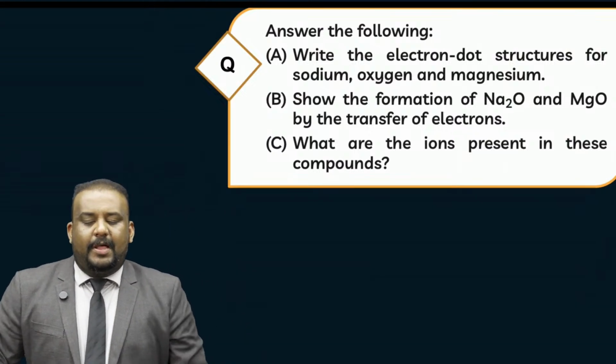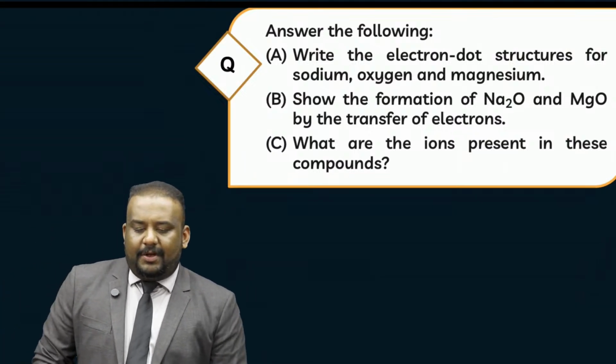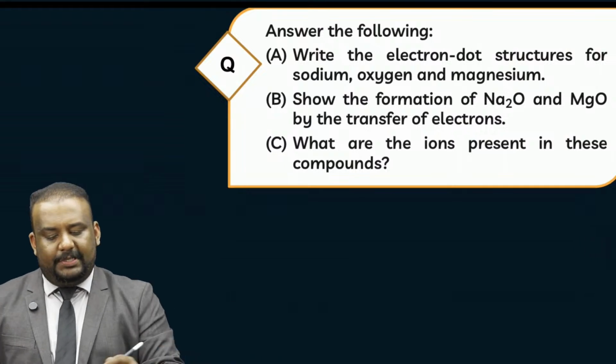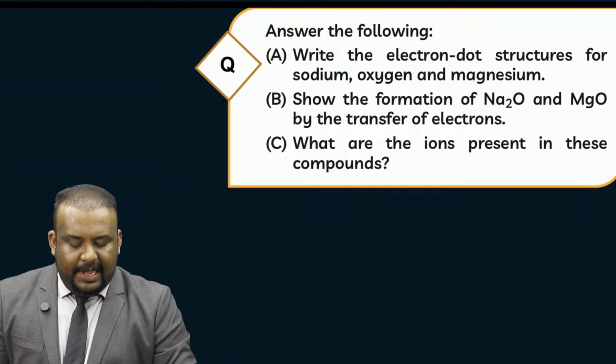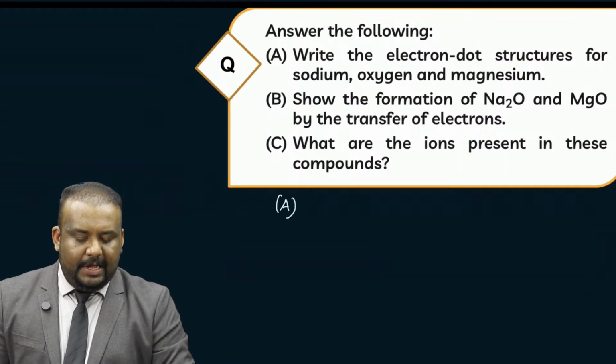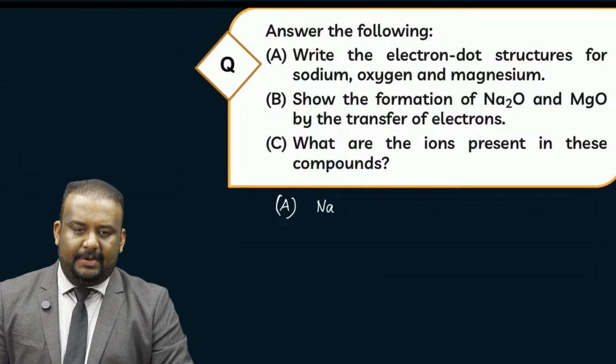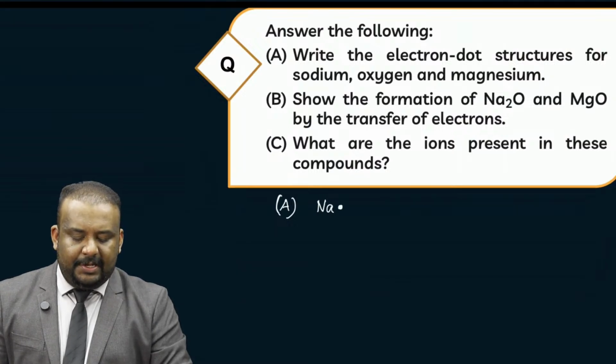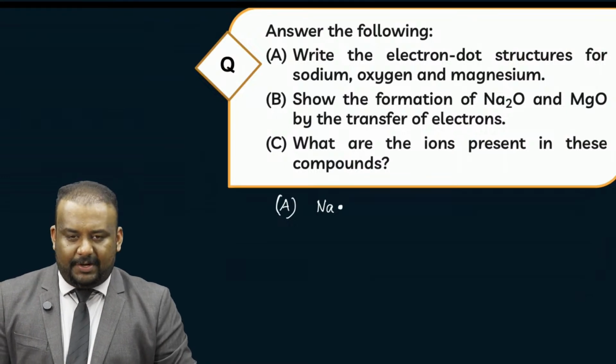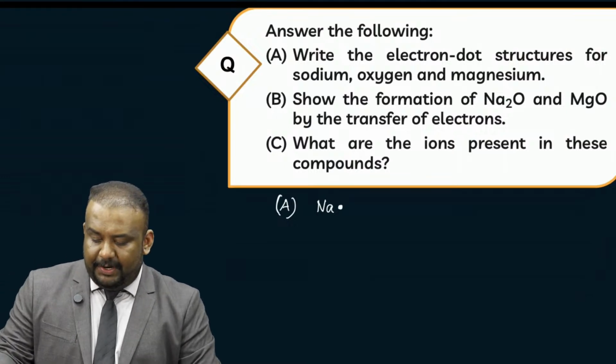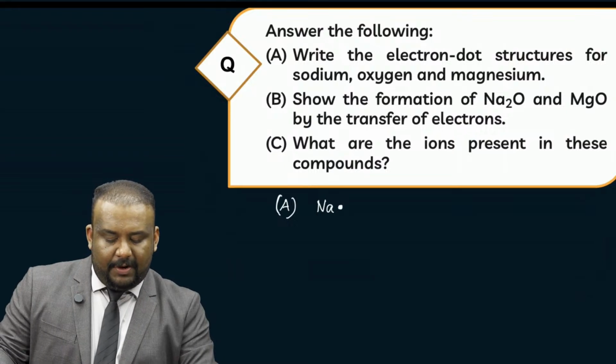Okay. Answer the following. Write the electron dot structures for sodium, oxygen, and magnesium. Yes, yet another important area, electron dot structures or the Lewis structures. Sodium is an element with atomic number 11. So 2,8,1 is the electronic configuration. So sodium has one valence electron. So we can draw the Lewis symbol of sodium as Na with one dot.